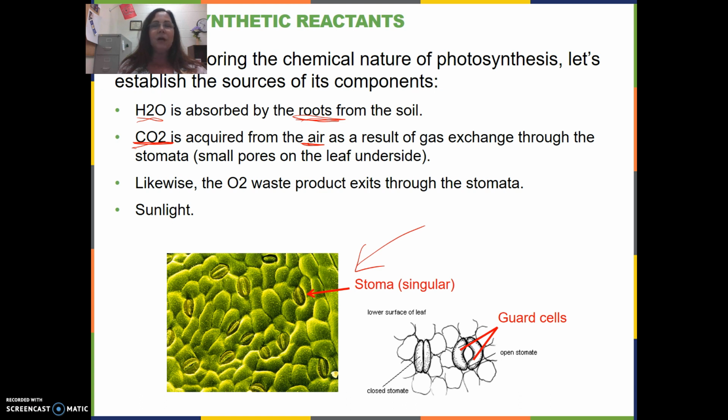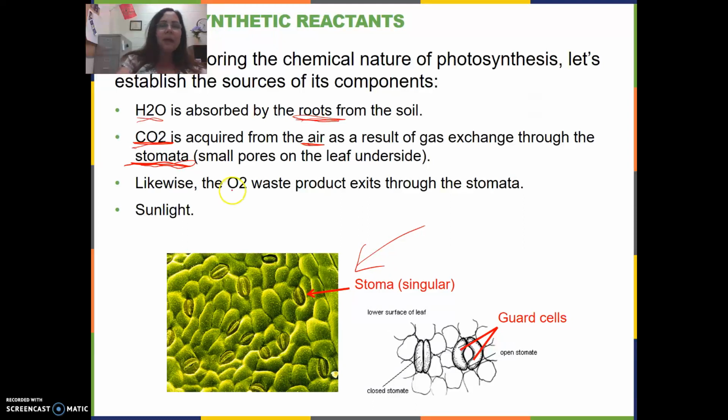One pore is called a stoma, not stroma, because you're also going to learn about stroma with an R. But stoma, or stomata, which is the plural form of that word, are the pores on the underside of a leaf that can close or open. And when they are open, they can take in carbon dioxide and convert that carbon dioxide into glucose.